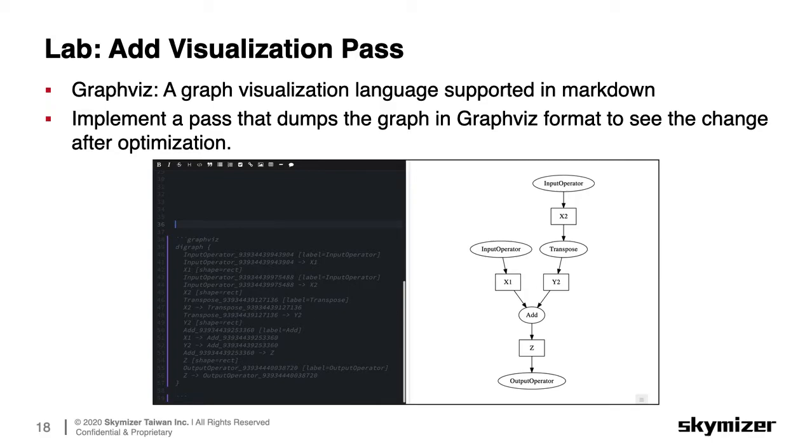To make it easier to see the effect of our optimization, we also introduce a visualization pass. This pass dumps the current compute graph in GraphViz format, which is a language supported in Markdown that can be used to render an image of a graph or network. What we will do is insert this pass after our new optimization so that we can see how the graph changes. We do not elaborate on the implementation of this pass, but the workflow is quite similar to the previous one.